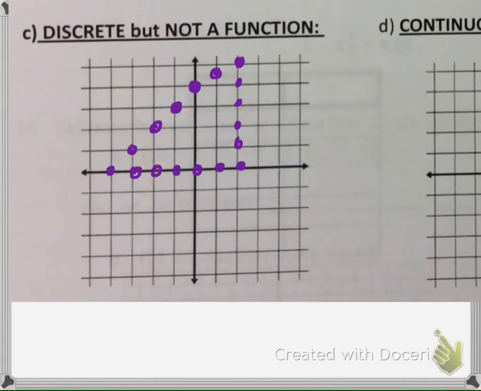Okay, here's another example. It kind of looks like a triangle here. This is not a function because if I draw a vertical line here, it's fine, it has 1 y value. But I see several spots where if I draw a vertical line, it touches this graph twice. If I draw a vertical line here, it touches it multiple times. Here, here, here, here, here, here. So it is not a function and it is discrete.